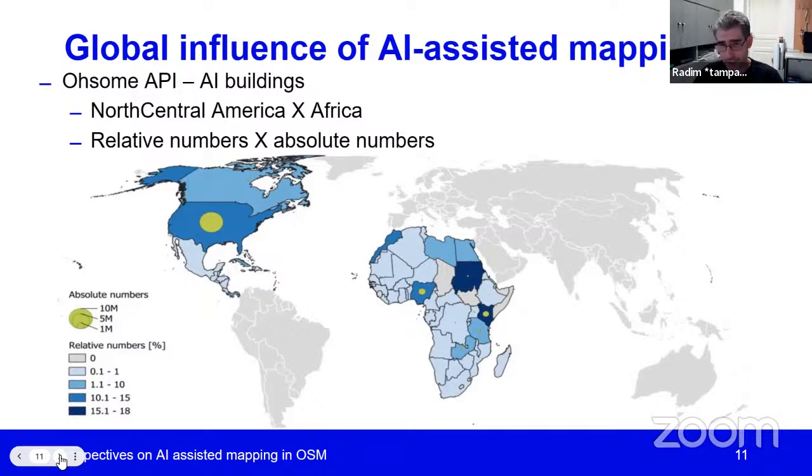Nigeria and Kenya, well, there is a reason for it, because there was a project in cooperation with Microsoft focused on mapping of buildings using AI buildings. So it's not surprising that these two countries have the highest absolute and relative numbers of buildings. Next slide, please.